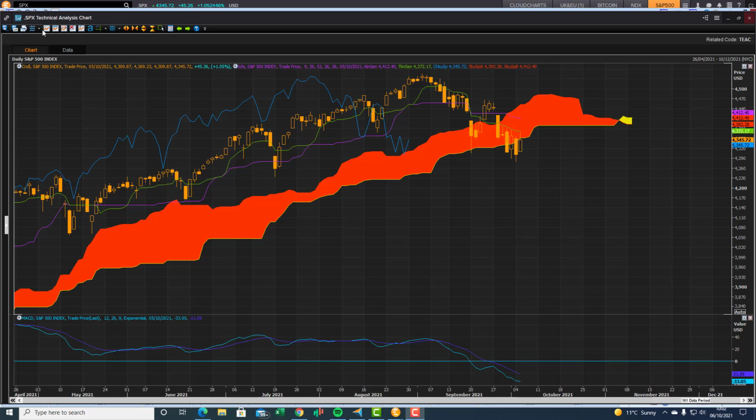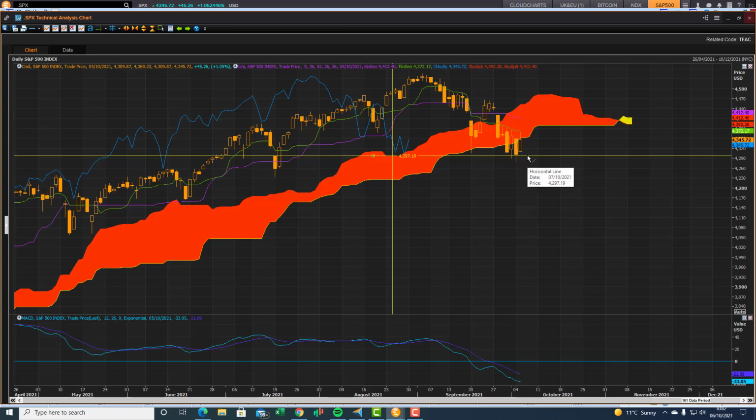So let's just go and take a look at some of the support levels. This cluster of support, the old cloud, so I'll draw a horizontal line. This level here is a key cloud chart support level. We can see the market did manage to rebound from that level the day before. It will be interesting to see if we're going to get a retest of that low, 4297, 4,300 on that level.